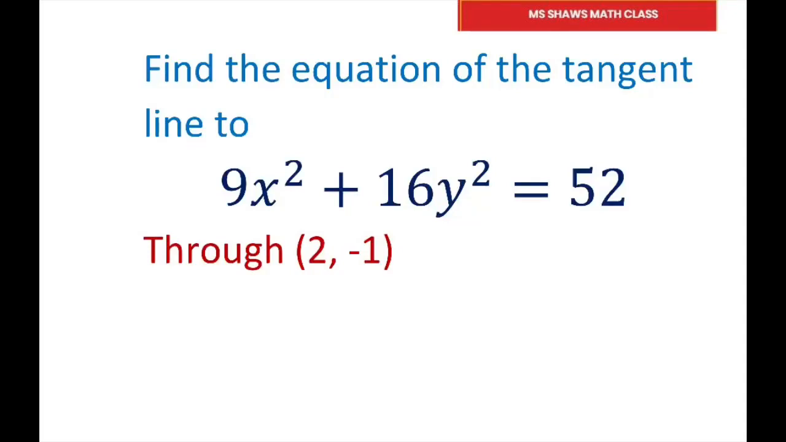Hi everyone. We want to find the equation of the tangent line to 9x² + 16y² = 52 through the point (2, -1). The first thing we do is find dy/dx, the derivative of y with respect to x. And the best way to do this is implicitly because we have the x's and the y's.